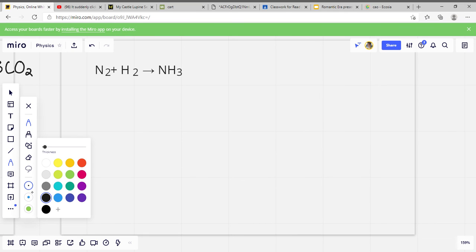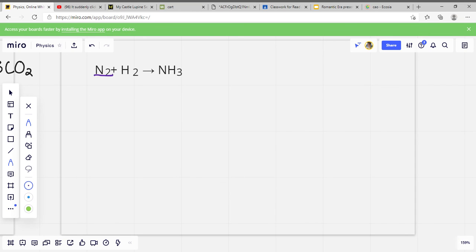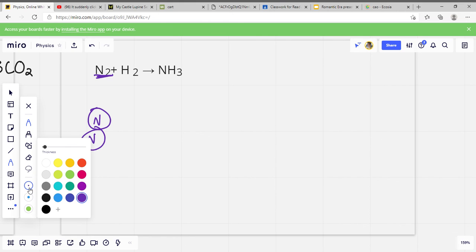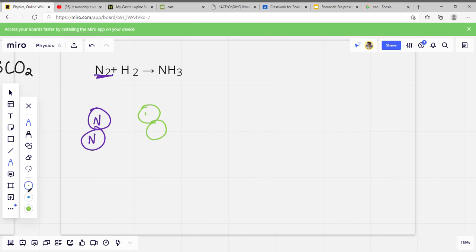Alright, so N2, wonder what N is. Doesn't matter. Okay, so we got 2 N's connected together. Okay, and they're connected together because that's a formula for something. Alright, and then we got 2 hydrogens connected together. Okay, and we're trying to come up with 1 N with 3 hydrogens.